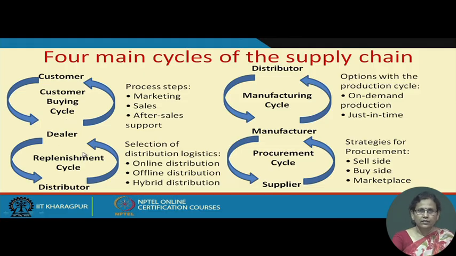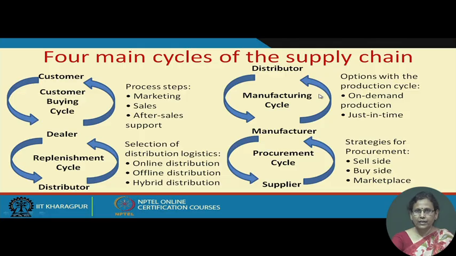Then you have your replenishment cycle. Within this replenishment cycle, which starts from the dealer and ends with the distributor, your work is deciding the distribution logistics, whether it is online distribution. In case of digital goods, you can have online distribution. Similarly, you can have offline distribution, you can have hybrid distributions, and so on.